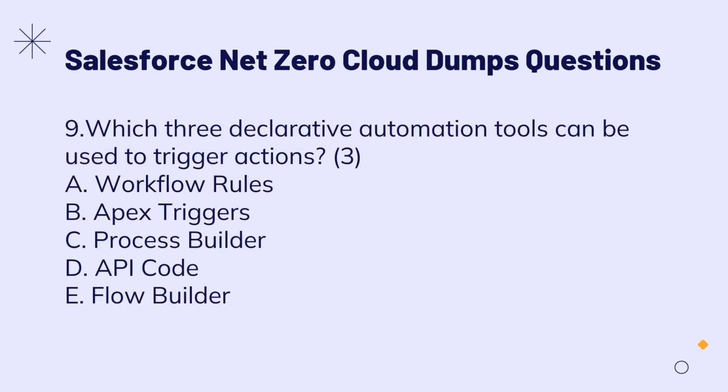9. Which three declarative automation tools can be used to trigger actions? A. Workflow rules. B. Apex triggers. C. Process builder. D. API code. E. Flow builder.